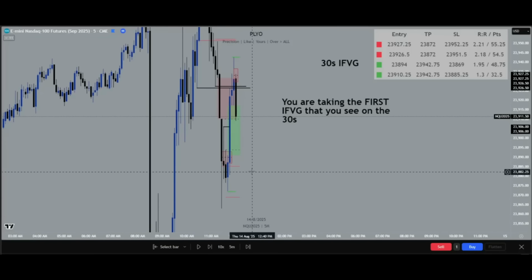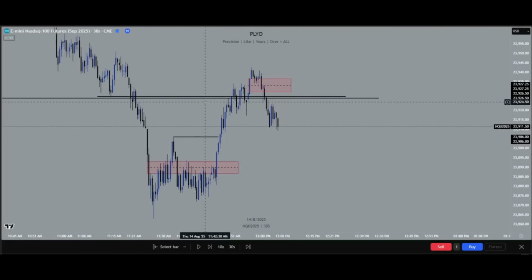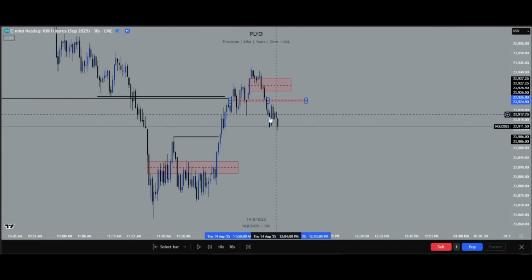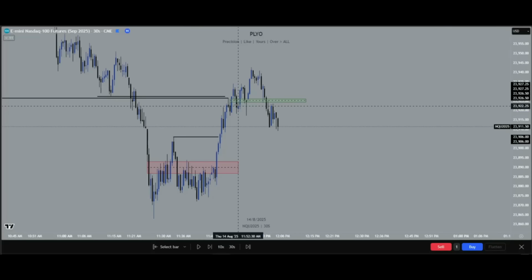Let me remove the other example. Okay, these two black lines represent the TnS entry. Now, since we have the entries marked, you can kind of see now, okay, there actually was an inverse right here on the 30-second. So technically speaking, you would have actually taken this short. There's a tiny little bullish gap that gets inversed there.